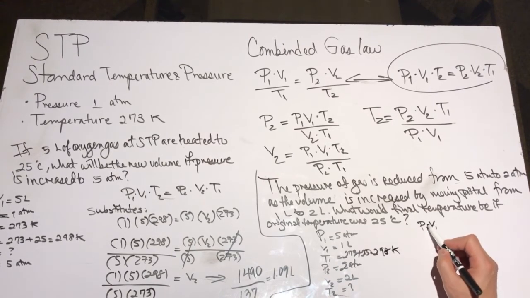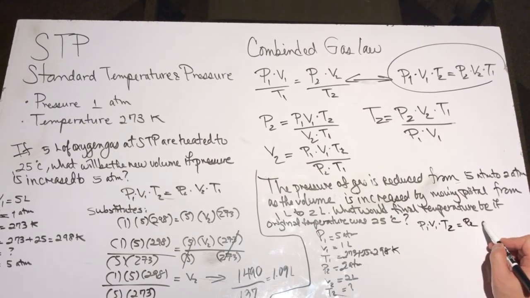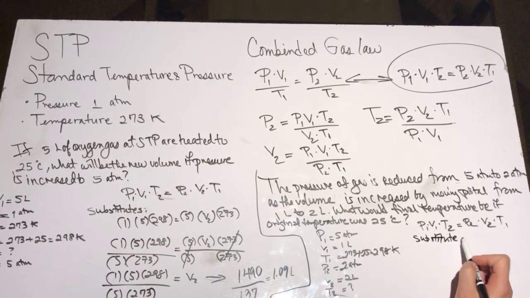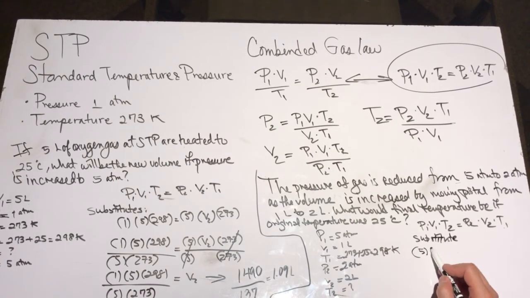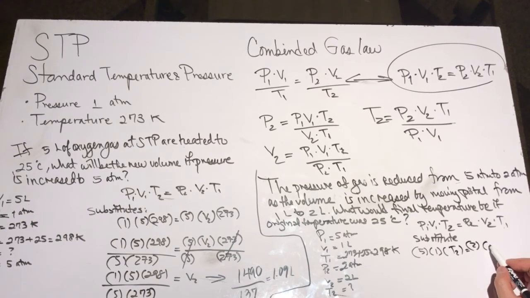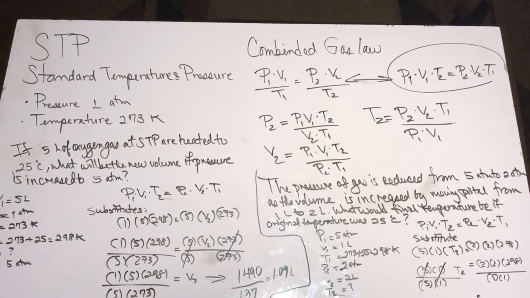Same thing: P1 times V1 times T2 is equal to pressure 2 times volume 2 times temperature 1. So go ahead and substitute the values. Pressure 1 is equal to 5, volume 1 is equal to 1, T2 we don't know, so I'm just going to put T2. Pressure 2, volume 2, T1 is actually 298. Let me show you how it's done. Whatever T2 is, we put it there. 5 times 1 here. You see what I am doing? I'm repeating the steps. Over here, I'm trying to isolate T2 by itself, so I'm going to have to divide by 5 on both sides of the equation. I'm going to have to divide by 1 on both sides of the equation. That's how you would do it.